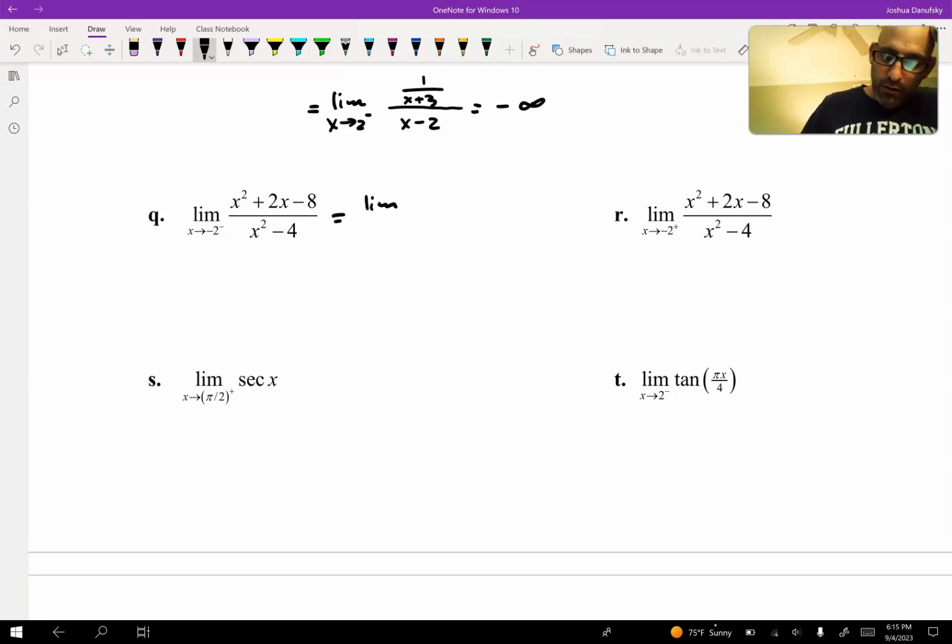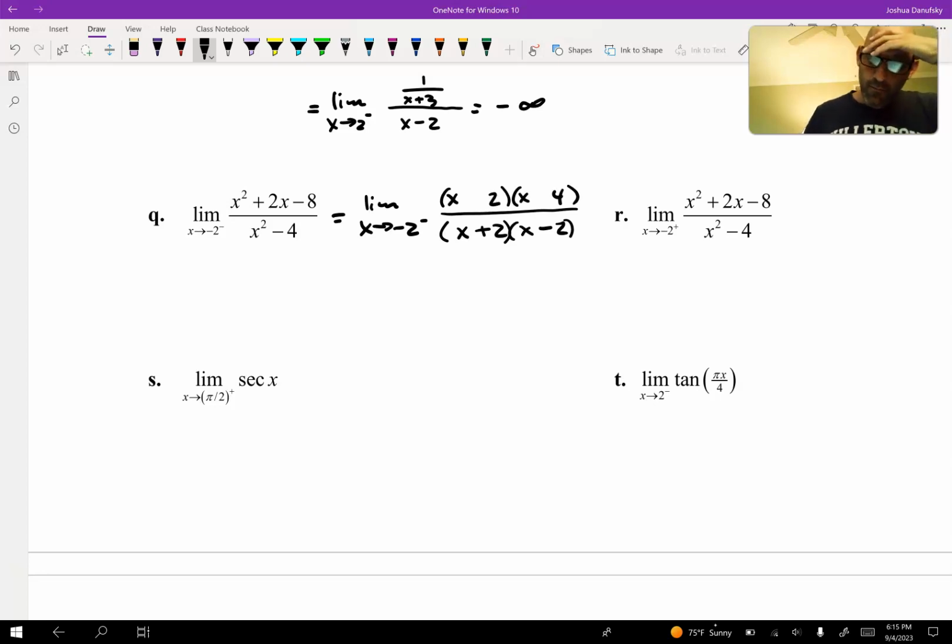So we have the limit as x approaches negative 2 from the left. The bottom, x plus 2, x minus 2, like that. On top, we have an x, a 2 and a 4, right? Positive 4 and a negative 2. You can check my work, but I think it works. And of course, we're going to cancel off these 2 here, and this becomes the limit as x approaches negative 2 from the left of x plus 4 over x plus 2.